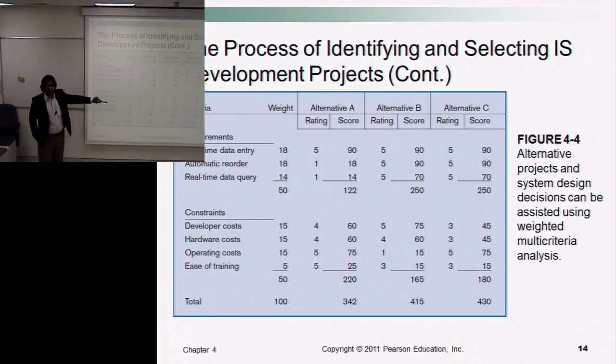If the score is too low, for instance, look at 180 for option C. What does that mean? There are high chances of violation of constraints. This means, for instance, operating cost is very high. Even if I develop it, nobody can feasibly or economically afford this.